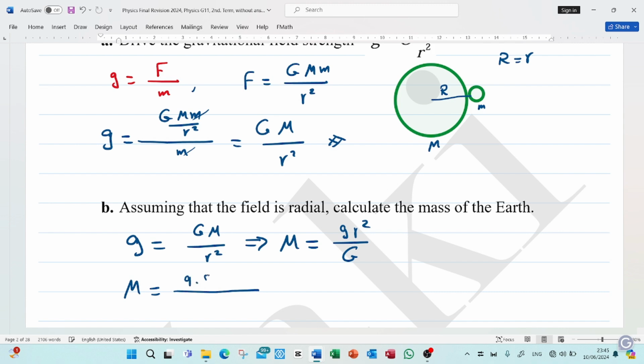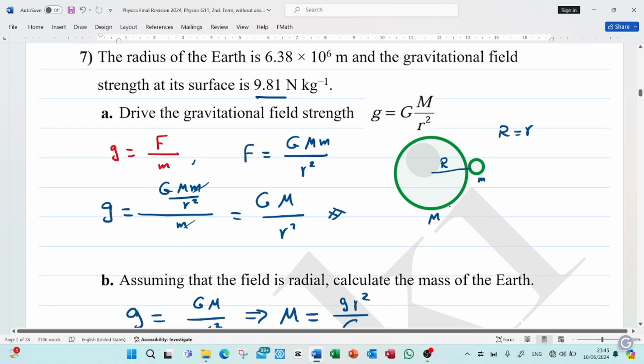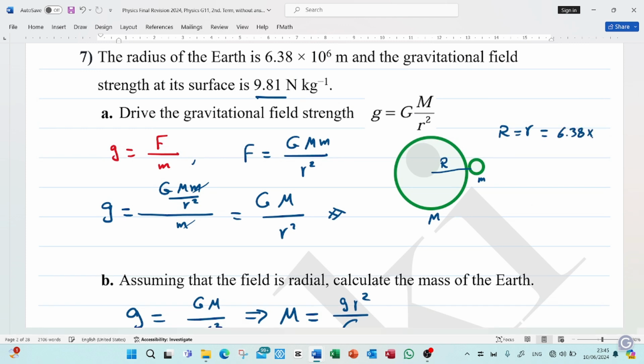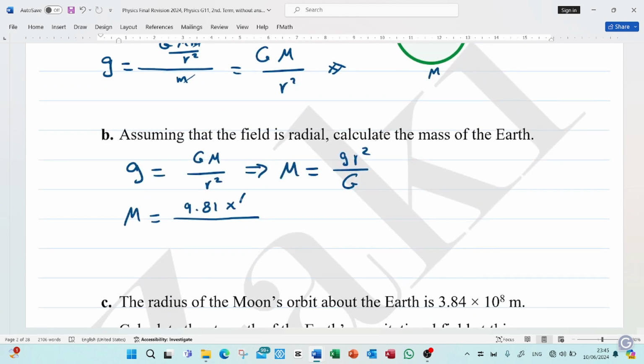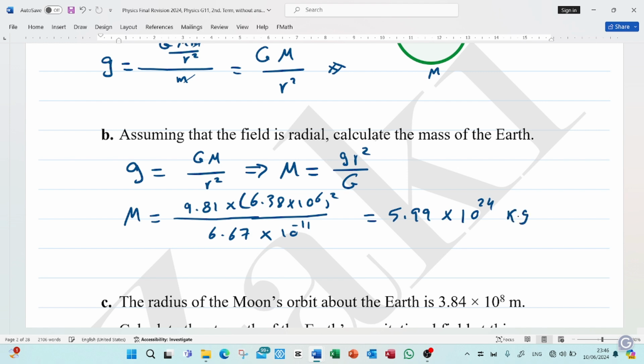g is 9.81 on the surface. Multiply R capital equals R small equals the radius of the Earth. So this R small equals 6.38 multiply 10 power 6 meter. Then multiply, open bracket, 6.38 multiply 10 to the power 6 all squared, divided by G capital, 6.67 multiply by 10 to the power negative 11. The answer is 5.99 multiply 10 to the power 24 kilogram.